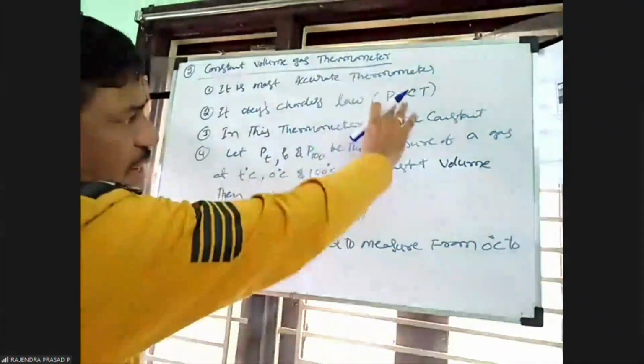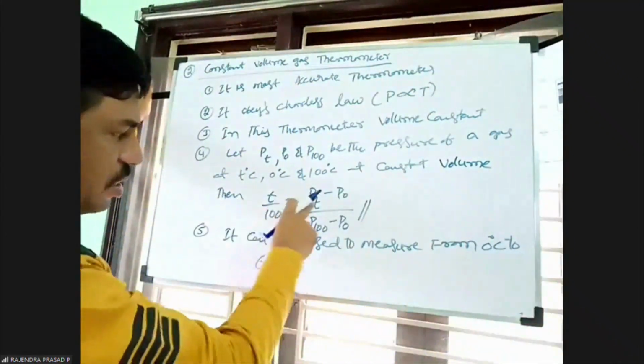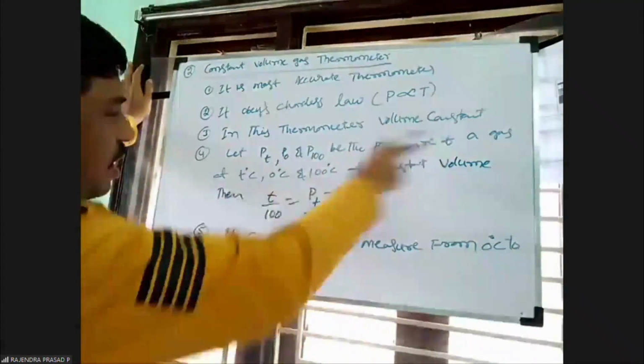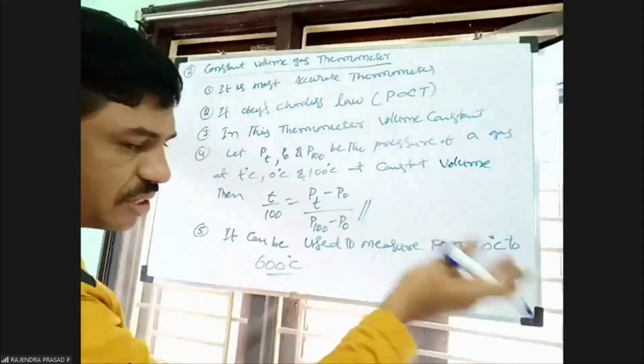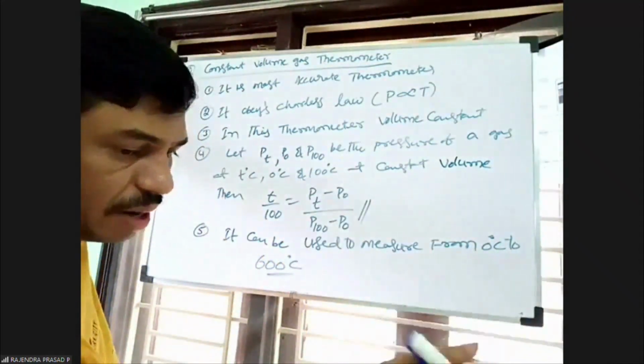Constant volume thermometer means pressure variable. Temperature changes, for example. This is also the same. What are PT, P0, P100? PT, P0, P100 are the pressure of a gas at T degree C, 0 degree C, 100 degree C. Temperature changes, pressure also changes. The level of the pressure changes.